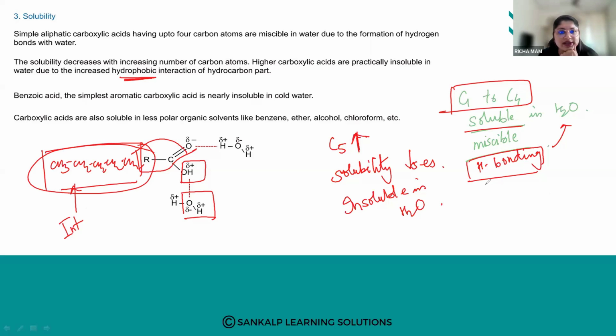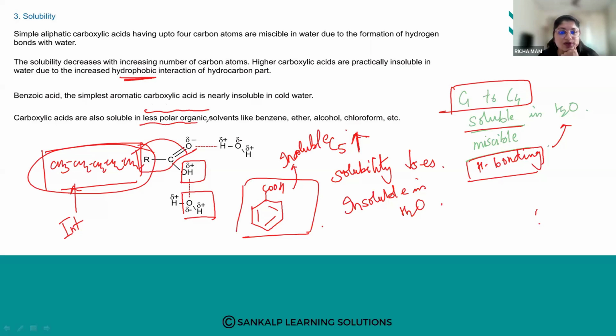Benzoic acid, the simplest aromatic carboxylic acid, is insoluble in cold water. Carboxylic acids are also soluble in less polar organic solvents, like benzene, ether, alcohol, and chloroform, in which they are slightly soluble. So this was about the solubility, and all these things you need to know.